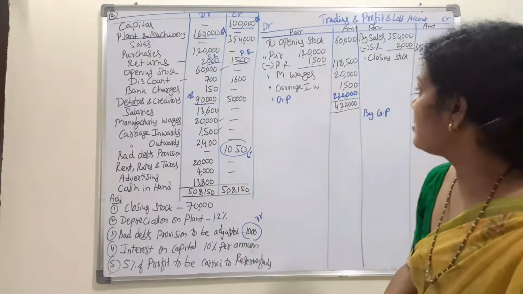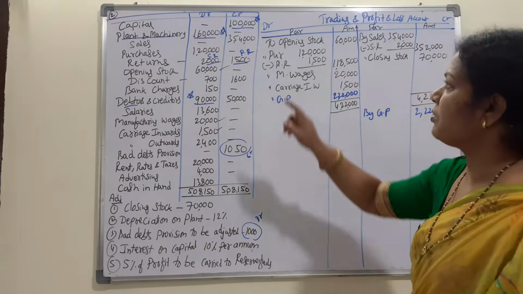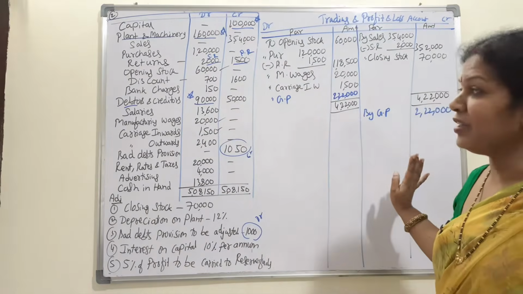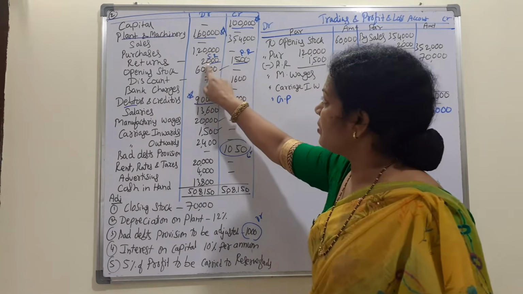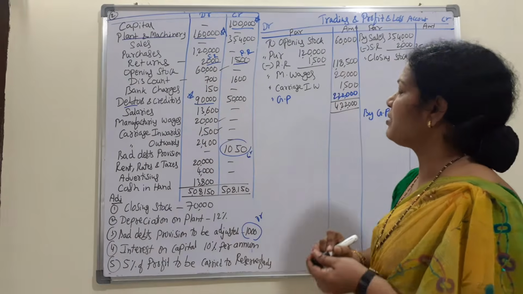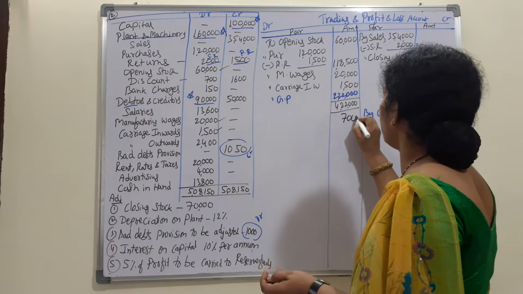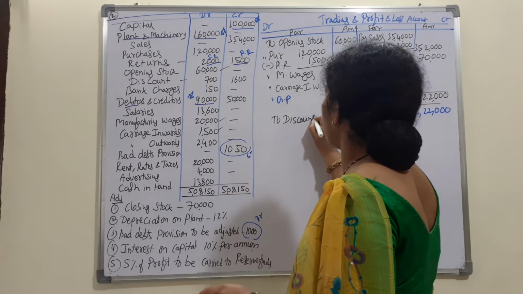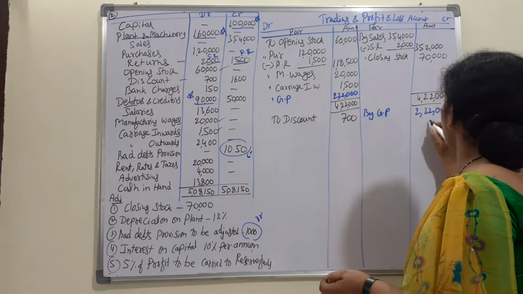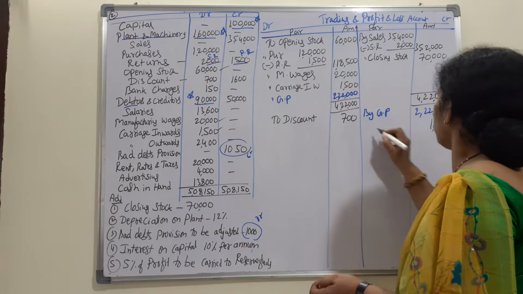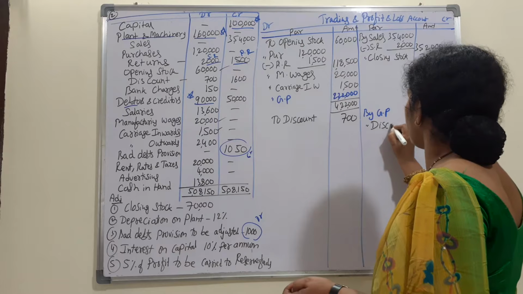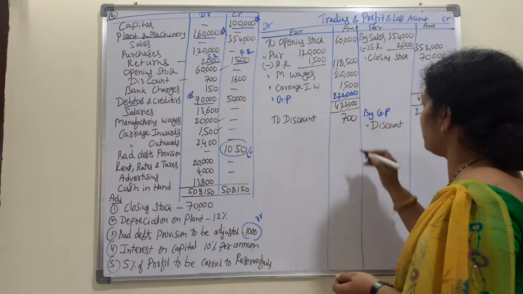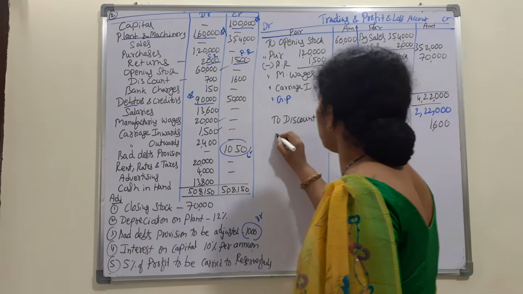Now after this, we'll see the P&L account related transactions. What else can we write in the P&L account? Only indirect expenses and any income. Not sales, purchases, returns, opening stock. Discount, debit side 700, and credit side 1,600. Then after that, bank charges 150. Indirect expenses.